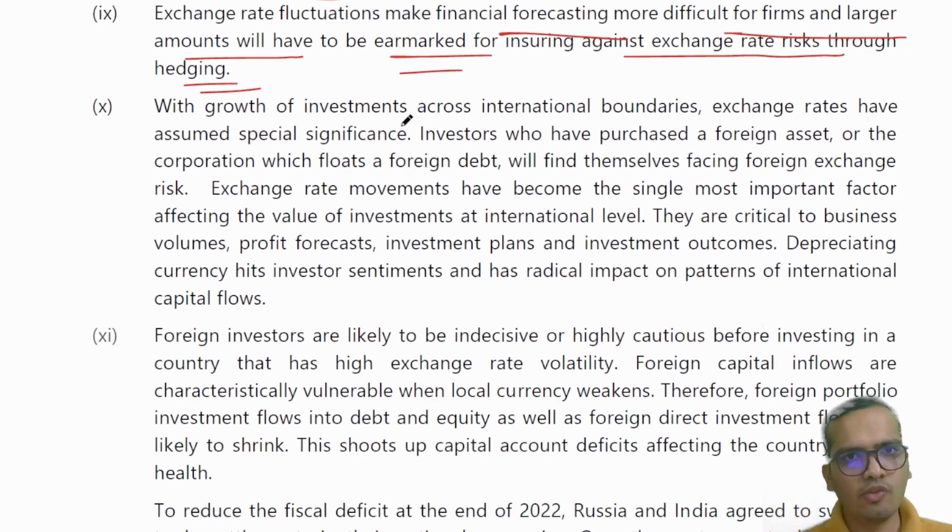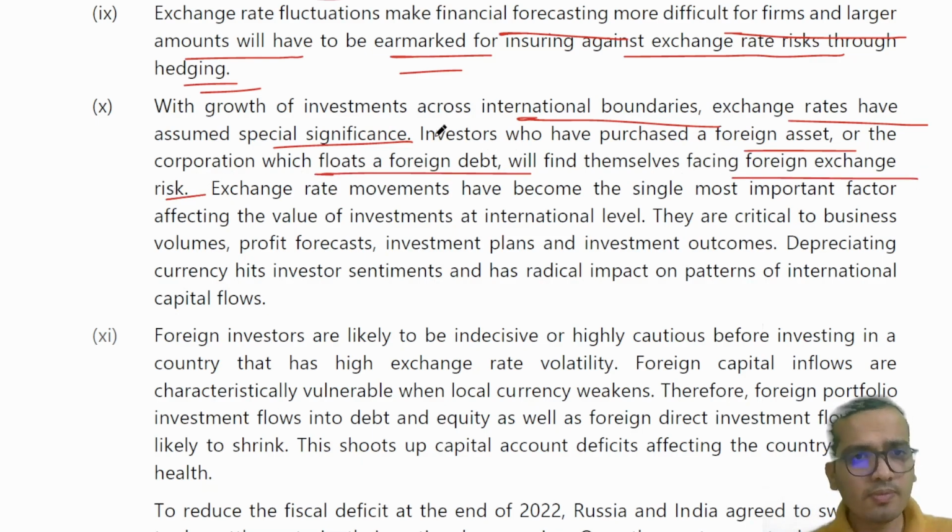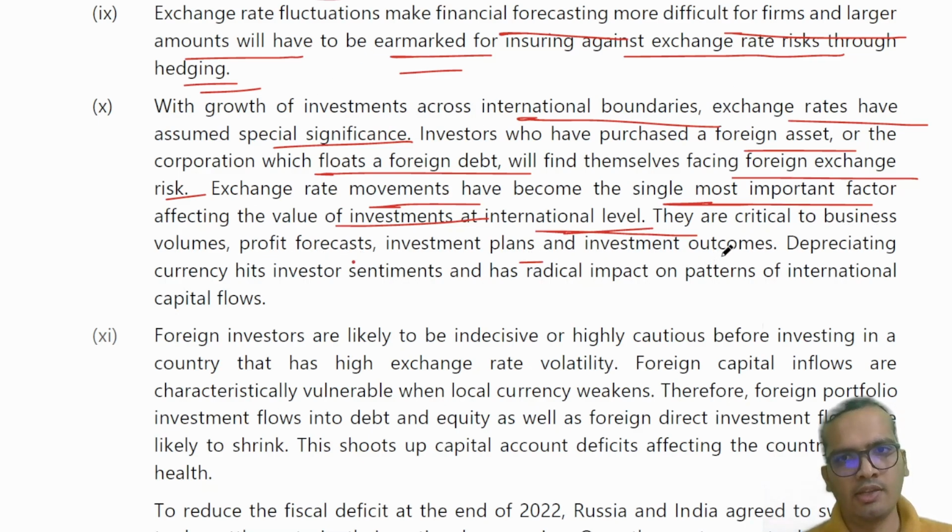With growth of investment across international boundaries, exchange rates have assumed special significance. Investors who have purchased a foreign asset, or corporations which float foreign debt, will find themselves facing foreign exchange risk. Exchange rate movements have become the single most important factor affecting the value of investment at the international level. They are critical to business volumes, profit forecasts, investment plans, and investment outcomes. A depreciating currency hits investor sentiments and has a radical impact on patterns of international capital flow.